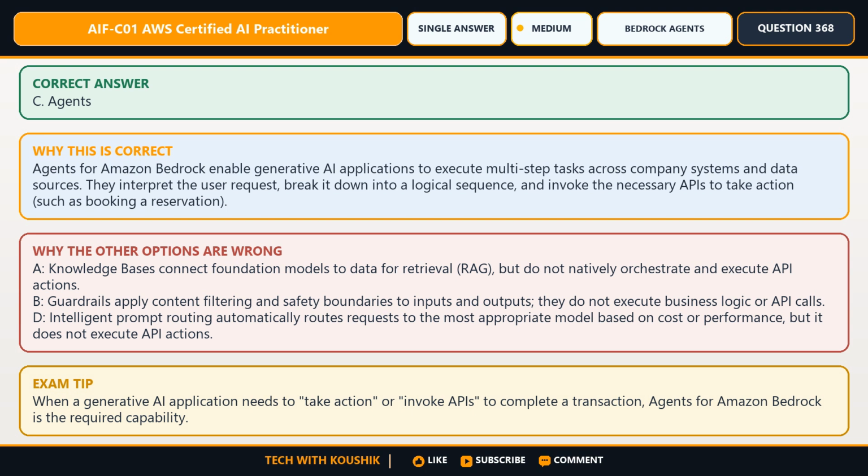Here is how to rule out the alternatives. A. Knowledge bases connect foundation models to data for retrieval, RAG, but do not natively orchestrate and execute API actions. B. Guardrails apply content filtering and safety boundaries to inputs and outputs. They do not execute business logic or API calls. D. Intelligent prompt routing automatically routes requests to the most appropriate model based on cost or performance, but it does not execute API actions. A useful exam pattern is this: when a generative AI application needs to take action or invoke APIs to complete a transaction, agents for Amazon Bedrock is the required capability.